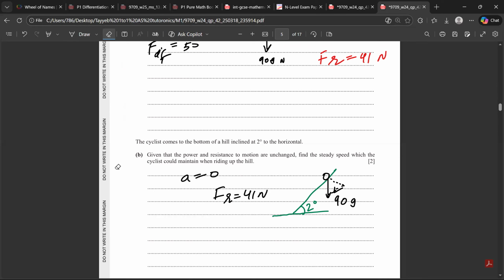Okay, find it please. The velocity will be 3.45. Okay, you have done it right. Yes, 3.45. Okay, well done.